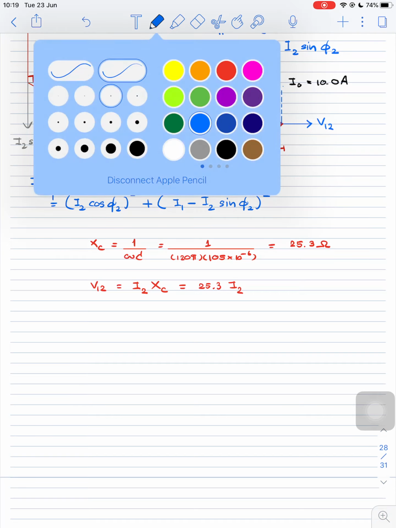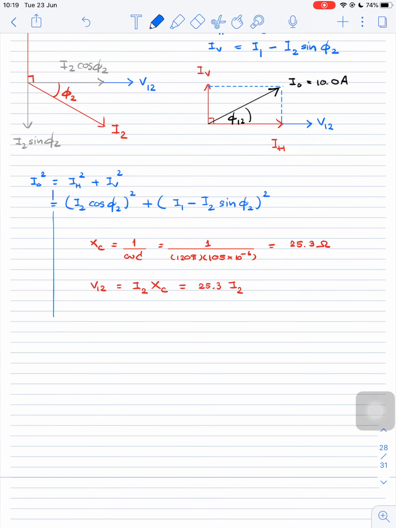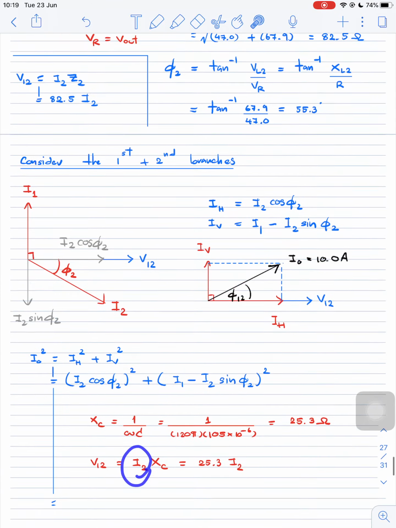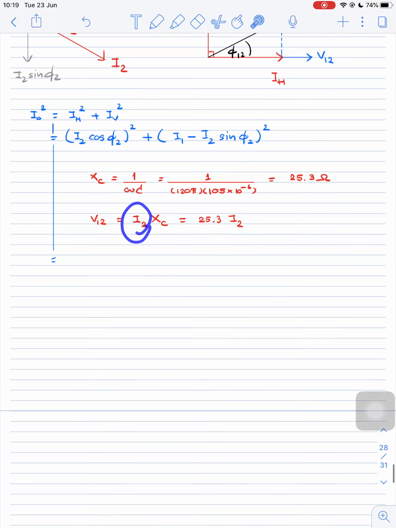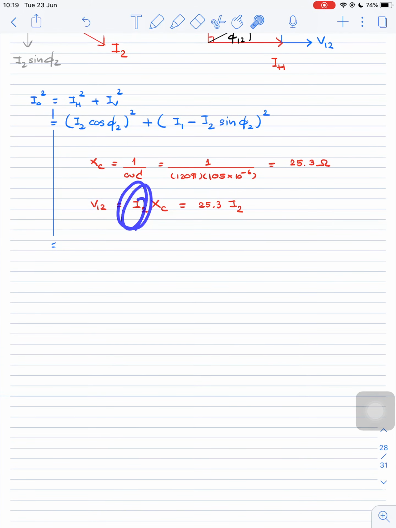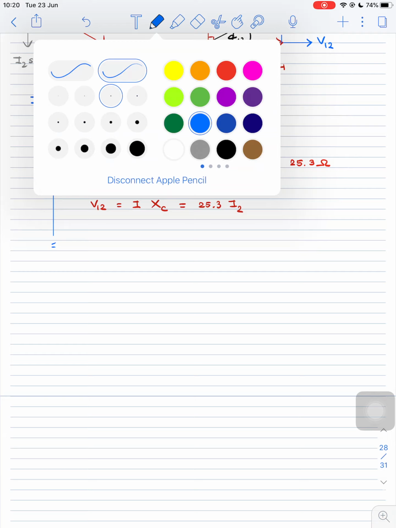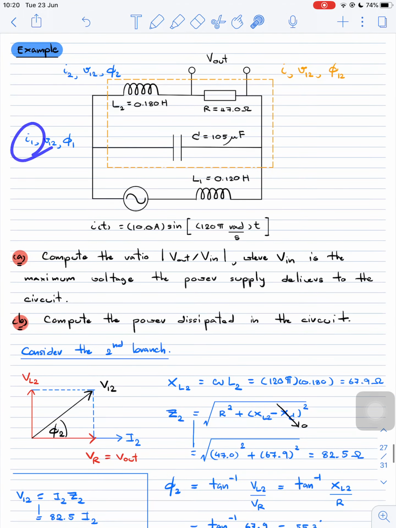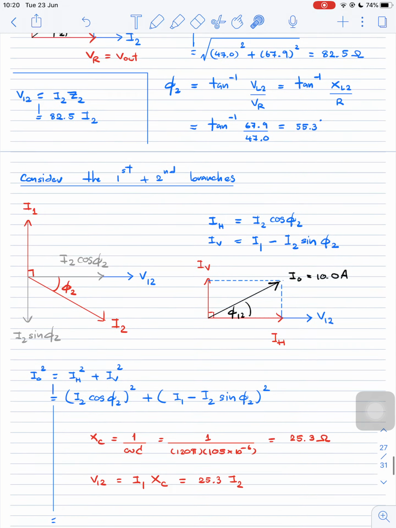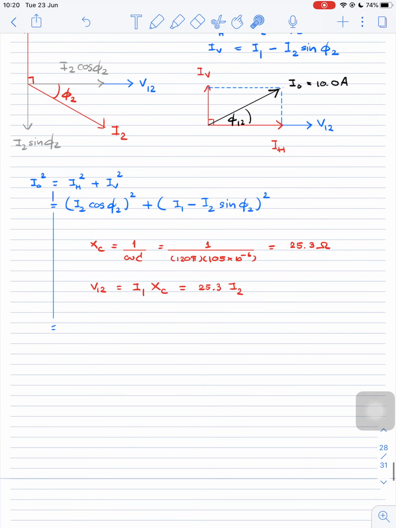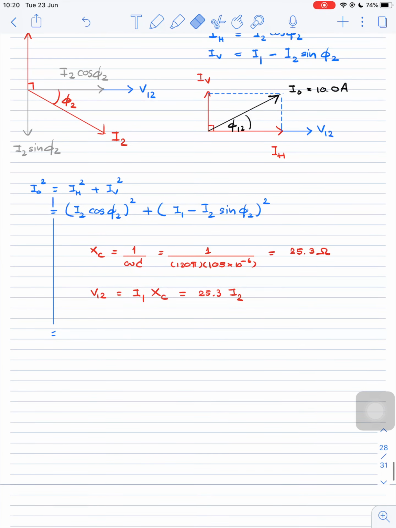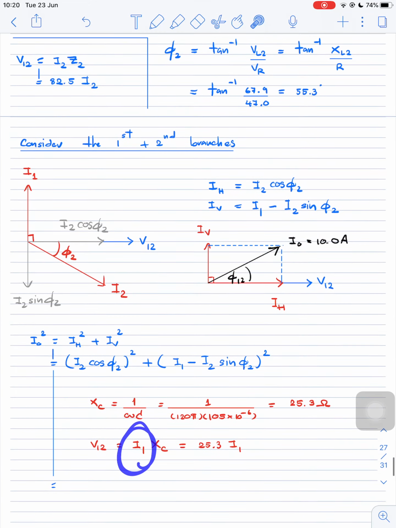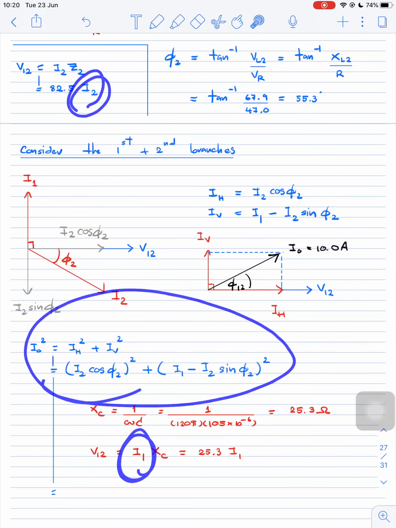Okay, so then let's just plug in the I2 and the... no, wait, sorry, this must be the I1. This must be the I1, because the I1 is the current through this capacitor. So let's just plug in the I1. Oh, I need to change this as well. Let's plug the I1 and the I2 into this equation.